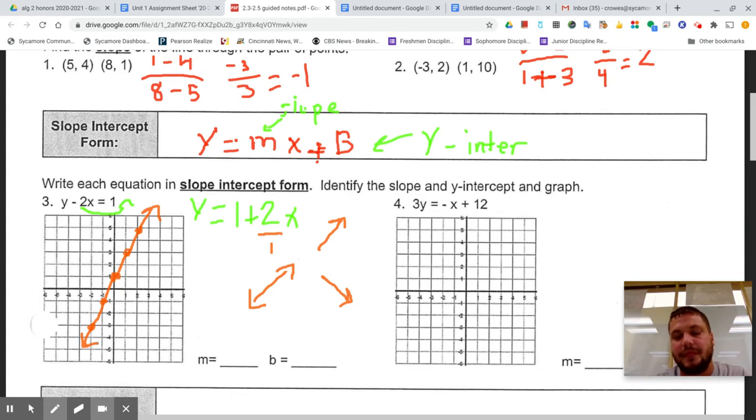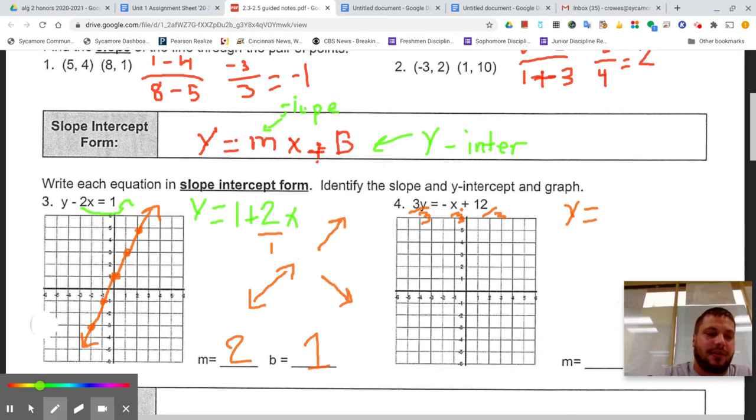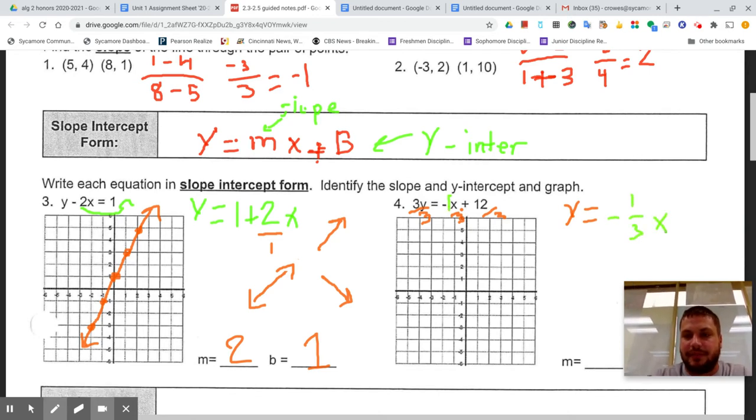Okay. Here in number 4, we can fill this out. The m is 2, the b is 1. Here in number 4, I want to get the y by itself. I need to divide by 3. And when I divide by 3, I need to divide everything by 3. So the y is now by itself equals, was originally here, of course, a negative 1. So it would be negative 1/3 x plus 4.